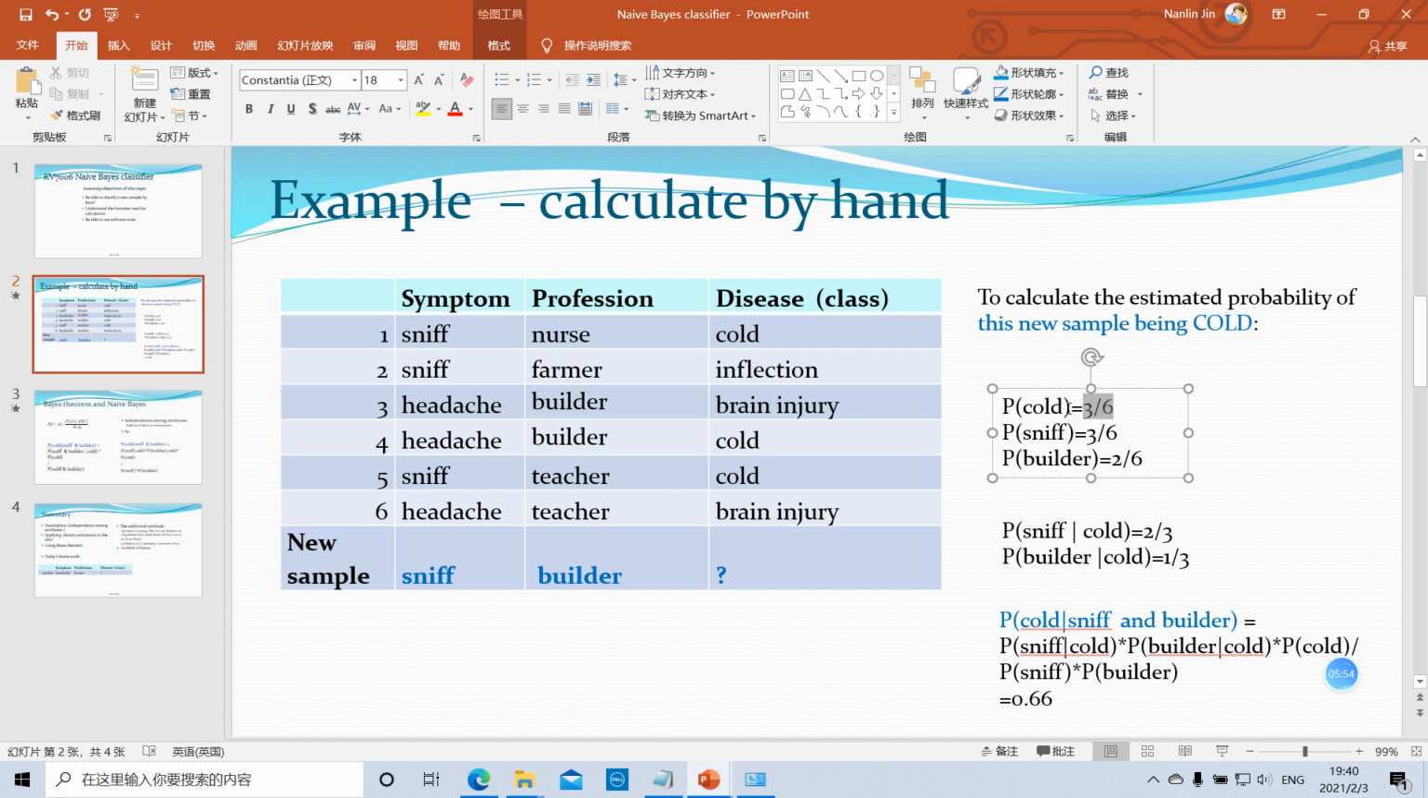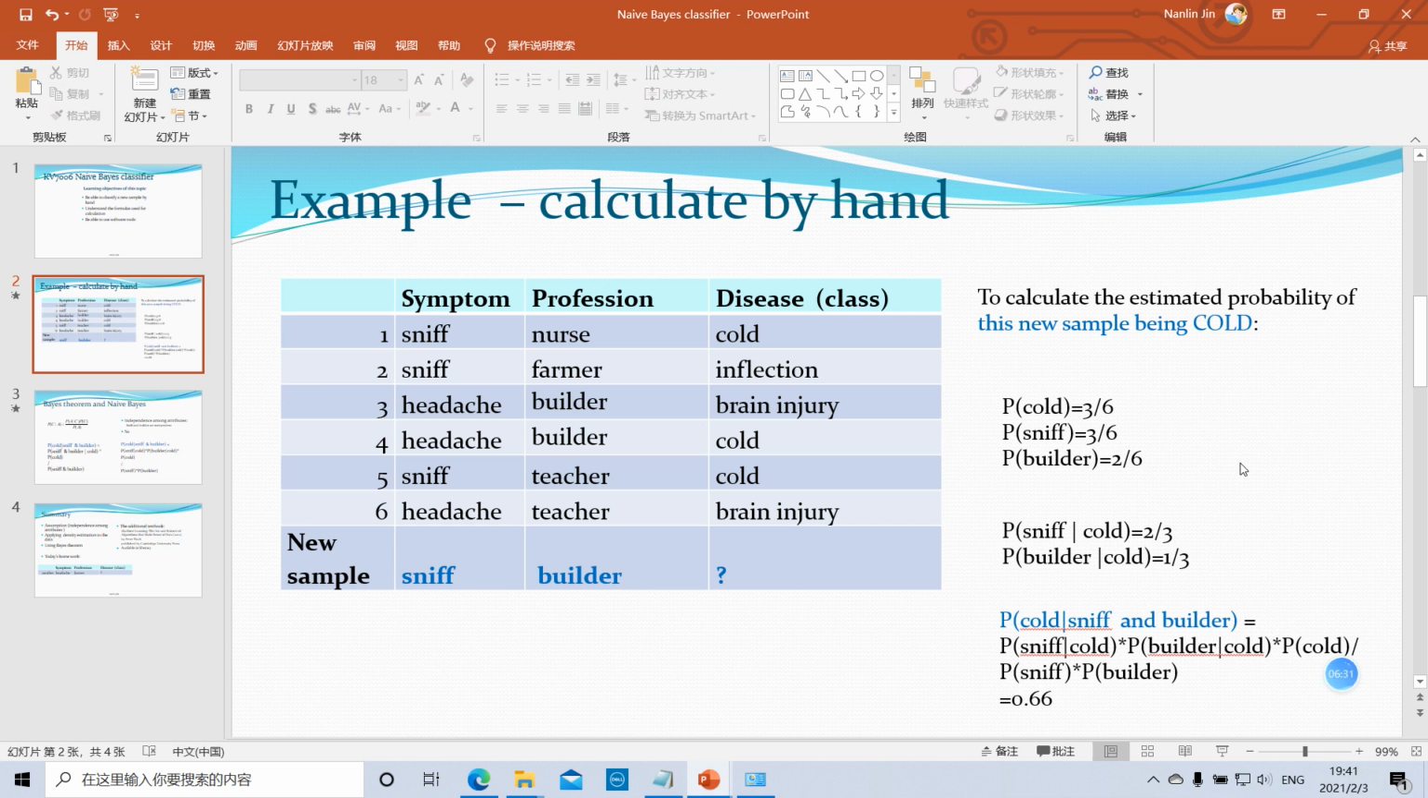And then how do we calculate the probability of cold? In total, we have 1, 2, 3, 4, 5, 6 samples. Cold comes out 1, 2, 3 times. So that's why I write 3 divided by 6. Similarly, we have 6 records: 1, 2, 3, 4 of them have sniff, and we have 6 records, 2 builders. Okay, so I hope that is clear now.